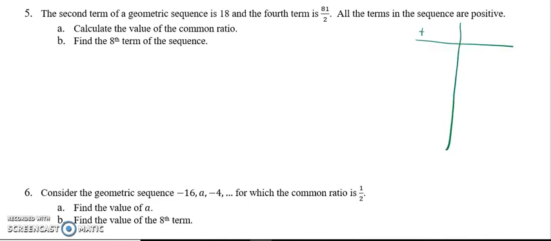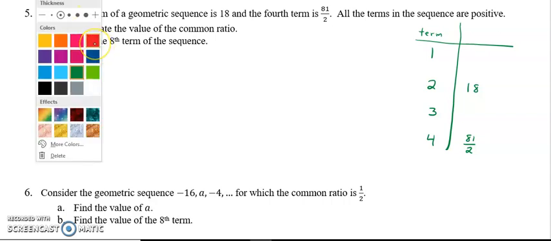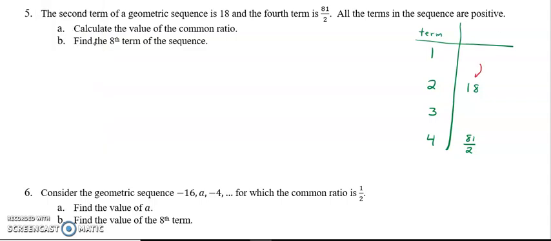My first term I don't know. My second term I know is 18. My third term I don't know. My fourth term I know is 81 over 2. But here's what I do know. In order to get from the first term to the second term, I had to multiply by the common ratio. From here to here, I had to multiply by the common ratio. From this one to this one, I had to multiply by the common ratio.